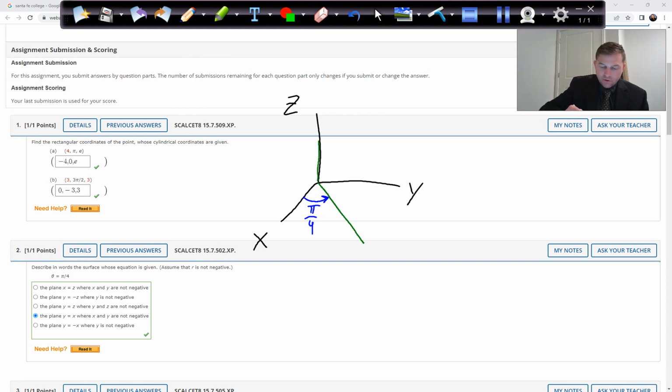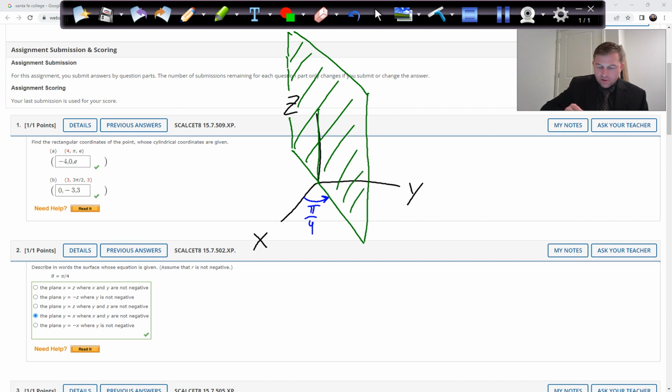Well, this line actually creates a plane. It actually goes this way too. And so it's going to go up and down for infinity. So it's a plane that looks like this. And at 45 degrees, the x and y values are exactly the same. So y equals x is the plane where x and y are not negative. So if x and y are not negative, then we're only going to have this portion of the plane. So it's going to go up along the z-axis and forward like this. Okay, so that would be the plane. Also, hopefully not too bad.